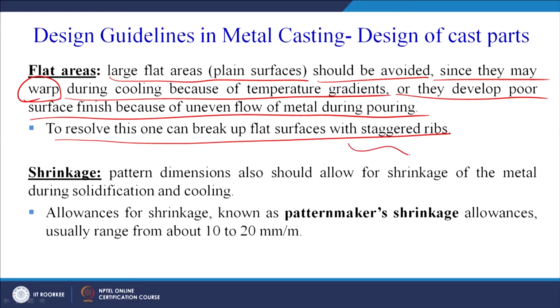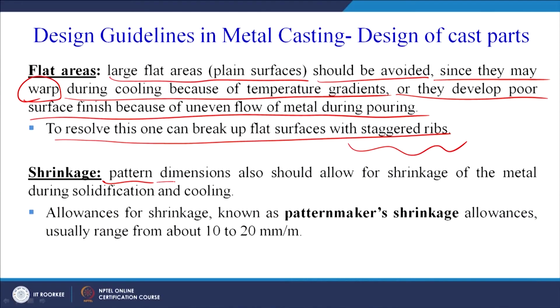So the staggered ribs can help us to avoid the problem of warpage as well as the poor surface quality of the flat plate which has to be made by the casting process. Shrinkage also is very, very important. Sometimes the shrinkage may be such that the size of the product that we have made by casting is smaller than the actual designed size or the actual design of the product. So how can the shrinkage be avoided?